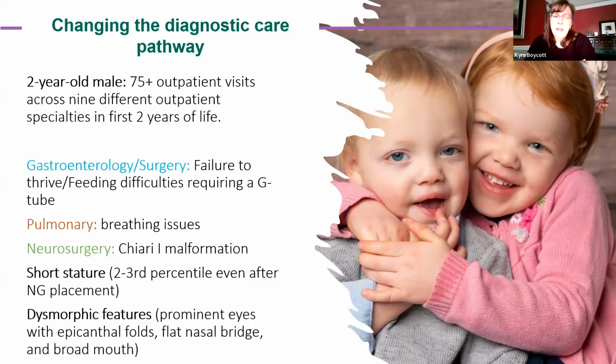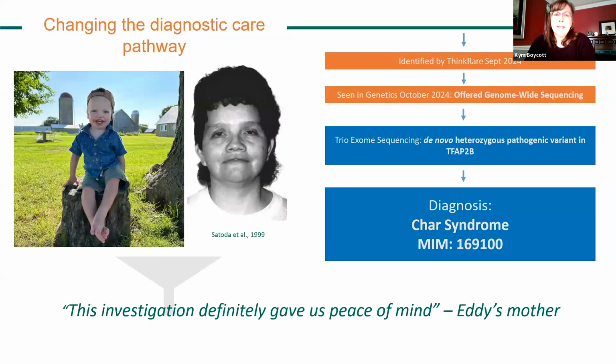He was short, and we could recognize some dysmorphic features when we saw him. And he had a de novo heterozygous pathogenic variant identified in TFAP2B, giving him a diagnosis of CHAR syndrome. And you can see him right next to a published patient with CHAR syndrome, and you can really see the similarities in the dysmorphism. But despite the fact that he had 75 interactions with our healthcare system at our institution, he'd not yet been referred to us, and so this family was very thankful that ThinkRare flagged them.